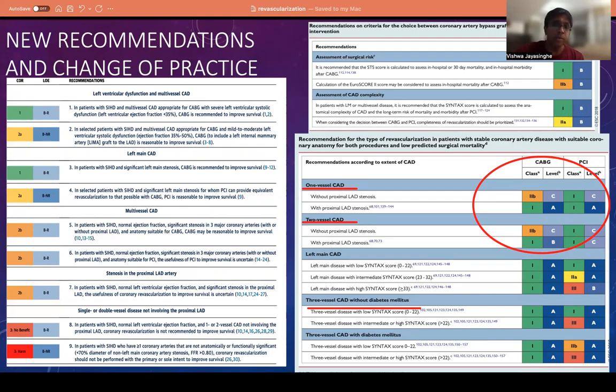What will happen in the future is yet to be known, because the ISCHEMIA trial just ended and published its data in 2019. So the long-term follow-up of ISCHEMIA patients is yet to be seen. We'll see. Here's the change in recommendations.